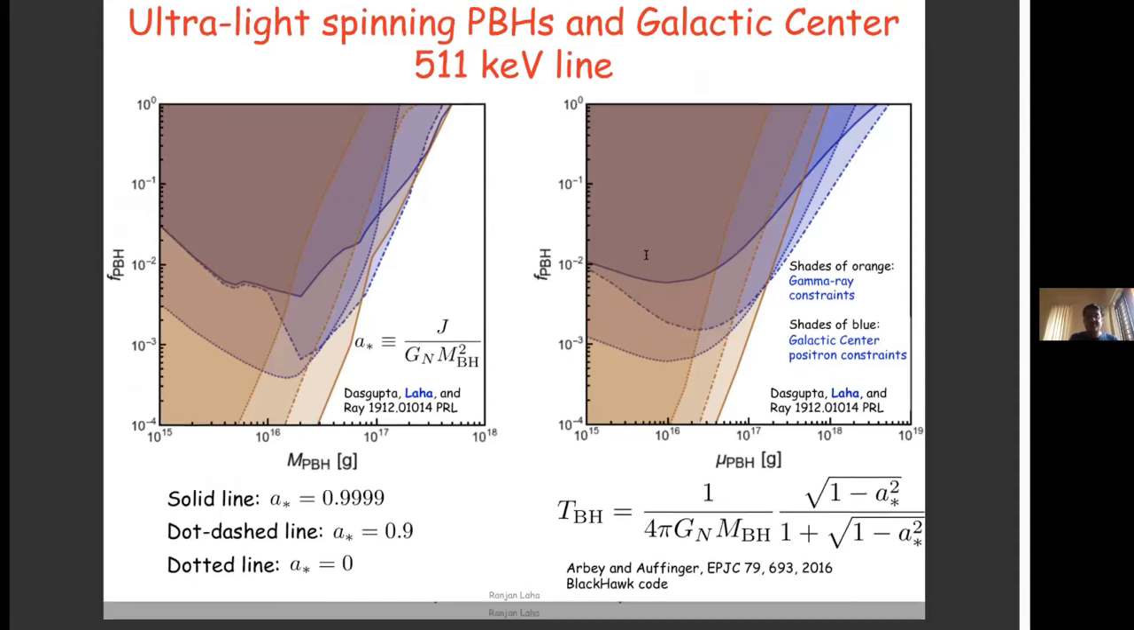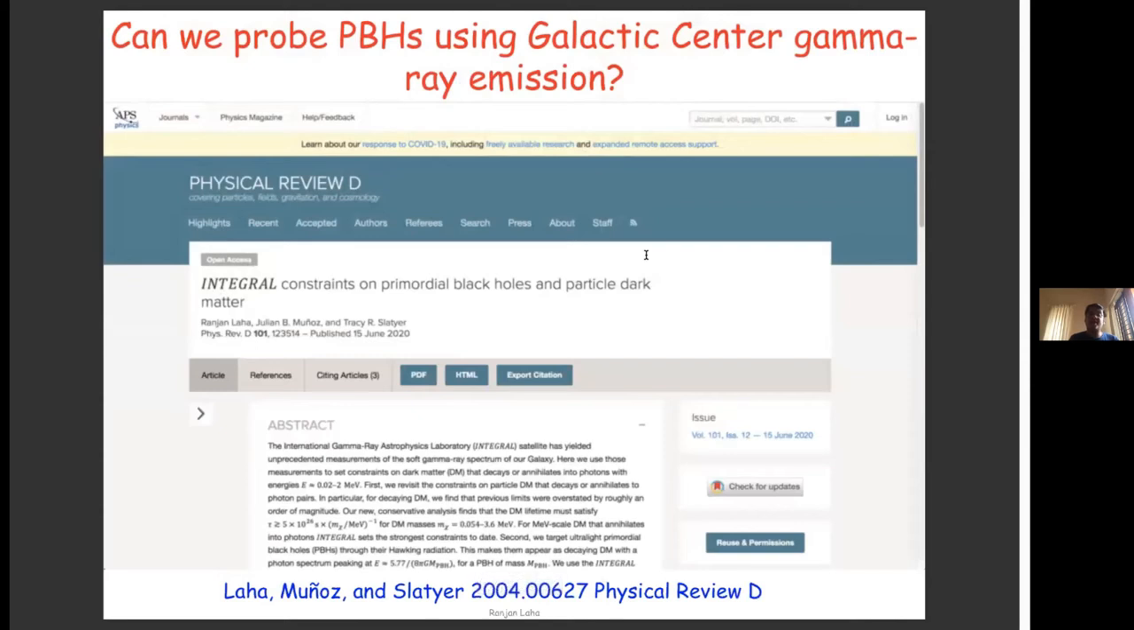All right, after doing this, I started to think, is there any other way to probe? Is there a way to even do better? So this was done in this paper with these collaborators. Again, the arXiv reference is given here. The journal reference is given here.